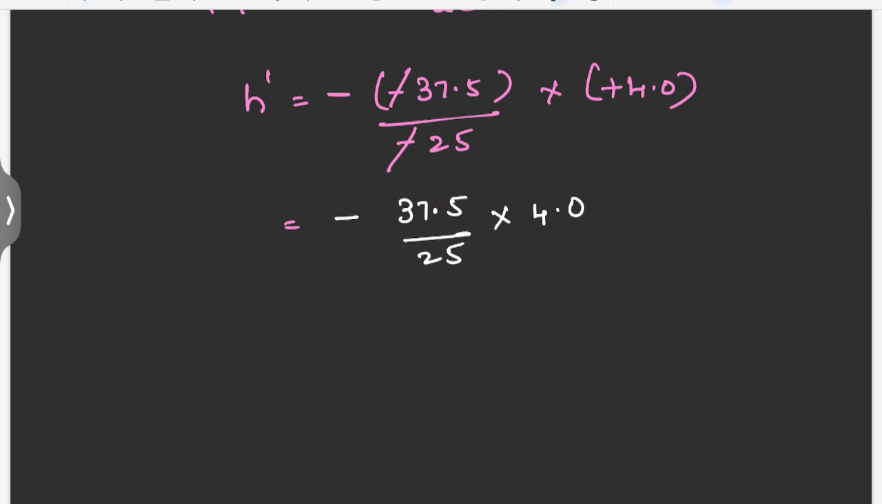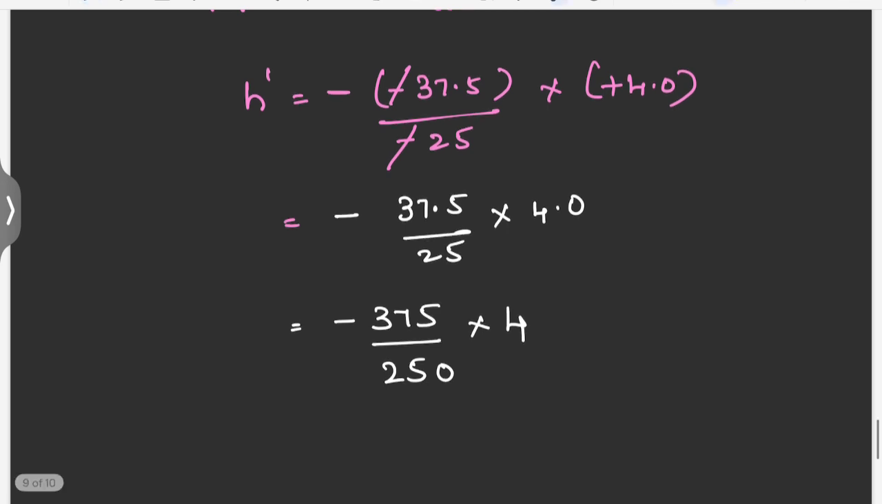If you want to remove this decimal point, you can put zeros in the denominator. After the decimal, how many numbers are there? Count, only one number is present. Therefore you can put 1 0 in the denominator. So this is equal to minus 375 divided by 250 into 4. So 4.0 can be written as 4. Is this clear how we have written? If you want to remove this decimal point, after the decimal see how many digits are there. If one digit is present, put 1 0 and then remove that decimal point.